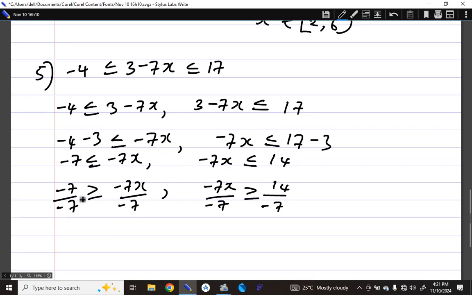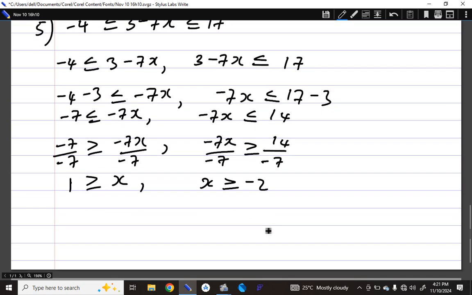So if we divide, this side is giving me that 1 is greater than or equal to x, while this side is giving me that x is greater than or equal to minus 2. So if I want to, I will start from the smallest one, which is minus 2. If I write minus 2 here, the arrow is pointing at that minus 2. So my arrow should be pointing at the minus 2 before I write my x.